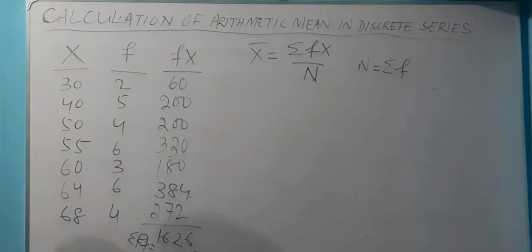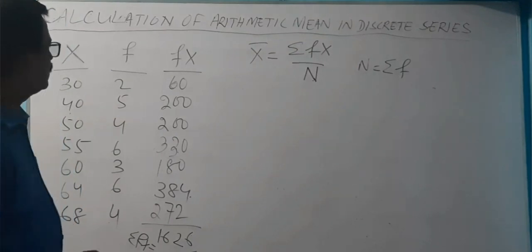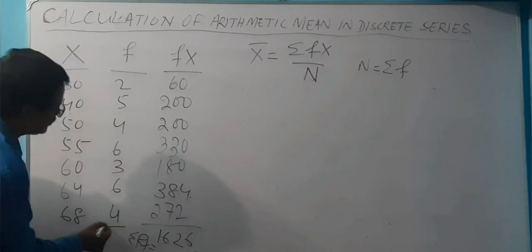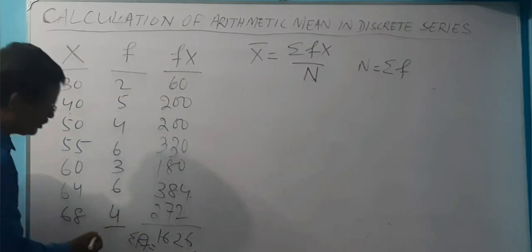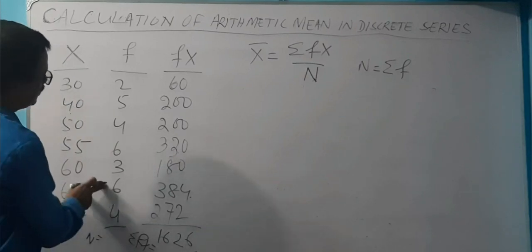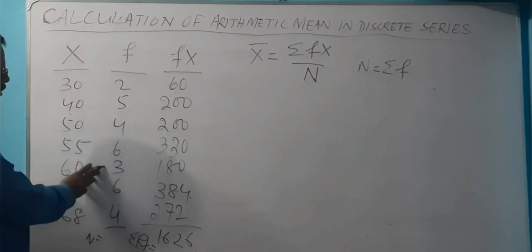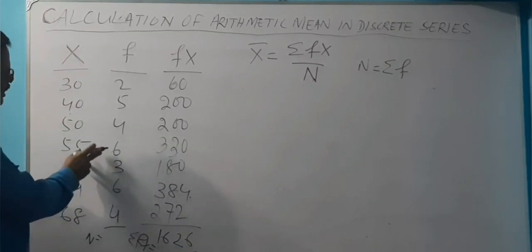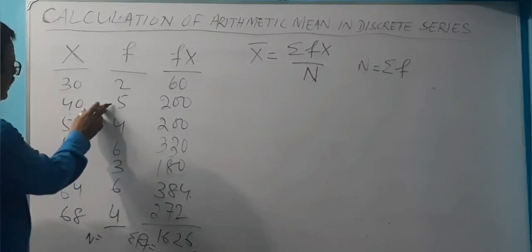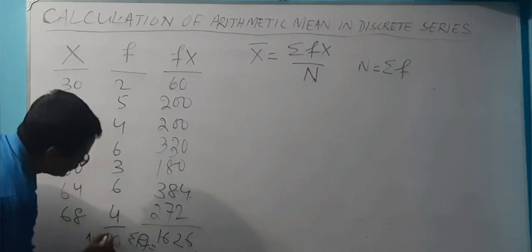Okay. Now to find out the value of n, we have to add all the values of f. Summation f is equal to n, we know. So what is n? 6, 10, 13, 7, so 13 plus 6, 19, 19 and 4, 23, 28, 30. Okay, so n is equal to 30.